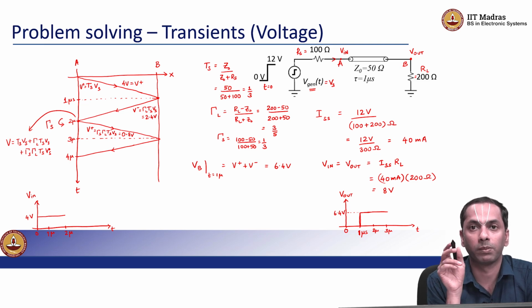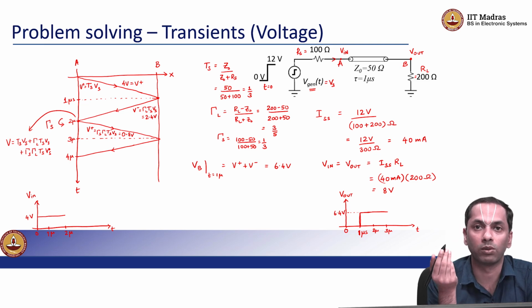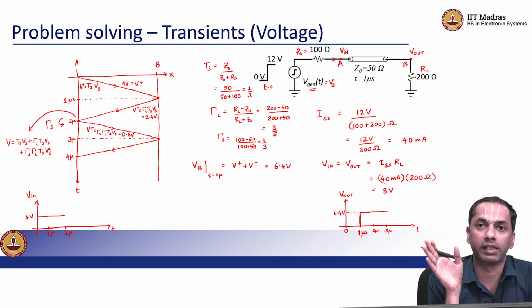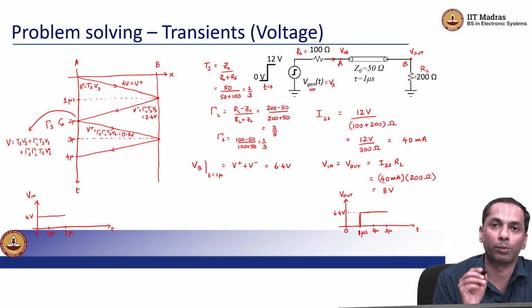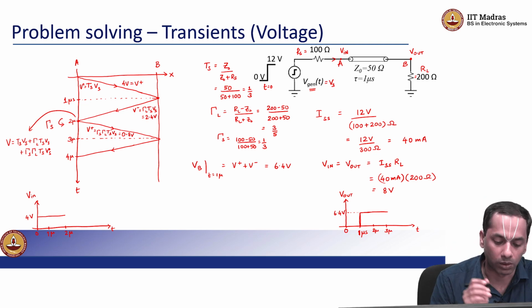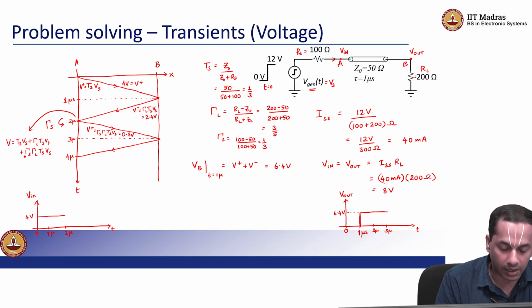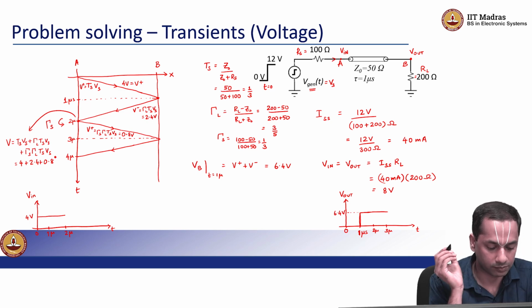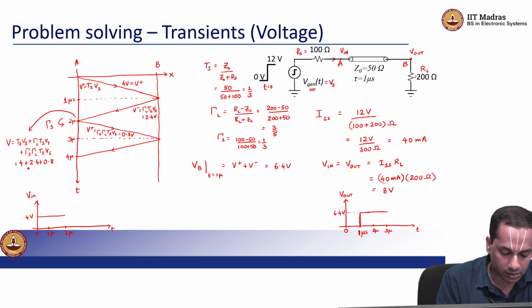In the case of a step, remember that the source voltage is 12 volts for all times, and we have to approach the 8 volts at steady state. So, it is approaching this 8 volts in very small steps, and the steps are diminishing in height. So, here we would have 4 volts plus 2.4 plus 0.8. Okay, this turns out to be 7.2 volts.